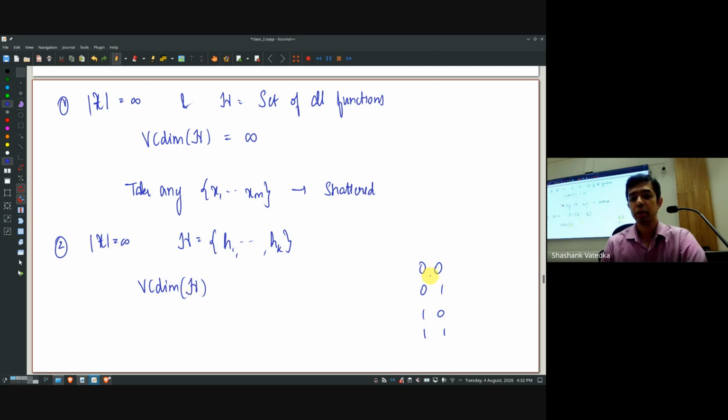So the number of distinct configurations I can generate is K. Therefore, what should be the VC dimension? It's at most log K to the base 2. Because the number of configurations for m points is 2 to the m, so 2 to the m obviously has to be less than or equal to K. So m has to be less than or equal to log K. Any questions?